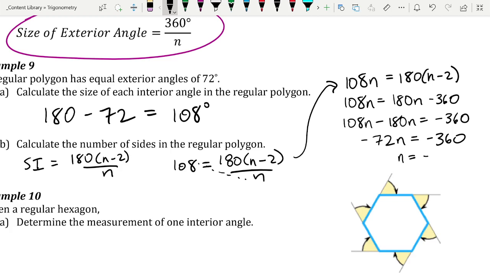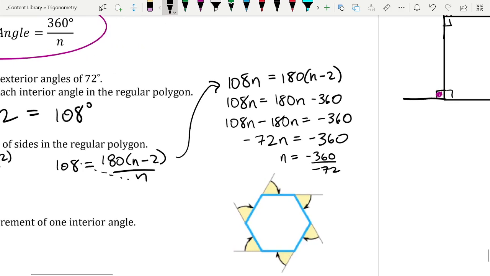Sorry, negative 72. And you can use your calculator if you want. The negatives cancel. A negative divided by a negative is a positive, which is good, because how could a polygon have a negative number of sides? What kind of interdimensional nonsense would that be? Nope, I'm going to get 5. That's the toughest algebra you're going to see in this course. If you can handle that, any little algebra that pops up from here on out, you will ace.